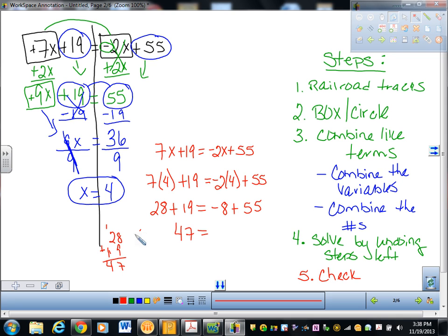And then we have 55 and a negative 8, and that gives us 47. So 47 equals 47, that means our answer is correct. Okay?